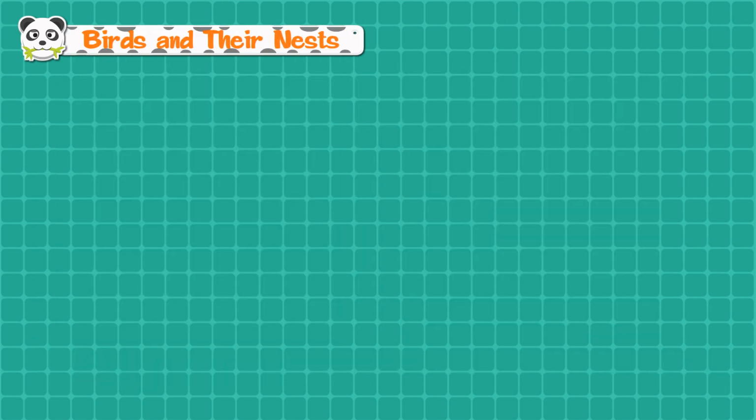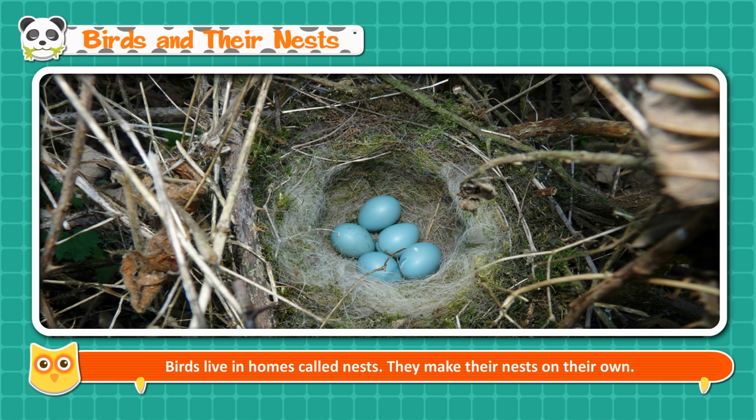Birds and their nests. Birds live in homes called nests. They make their nests on their own. They make nests to lay eggs and to take care of their young ones. Nests also protect the birds from their enemies and bad weather. Nests are made up of straw, hair, fibers, dry grass, leaves, threads, twigs, feathers, etc. Different birds make different kinds of nests. Their nests have different shapes and they are made of different materials.